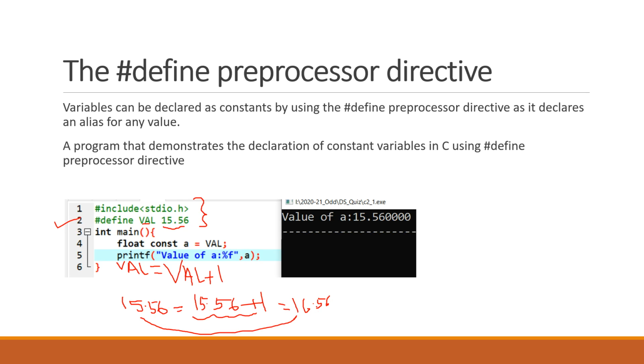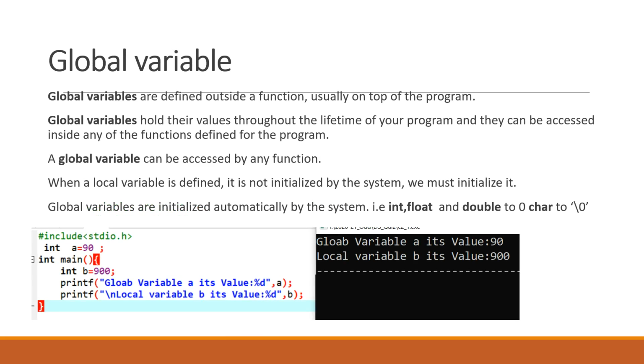Right hand side value is 16.56. Who will say this is equal to 15.56? That gives the error message. So don't try to do this kind of thing in the program. It can be on the right side but cannot be on the left hand side because you have assigned that to constant.